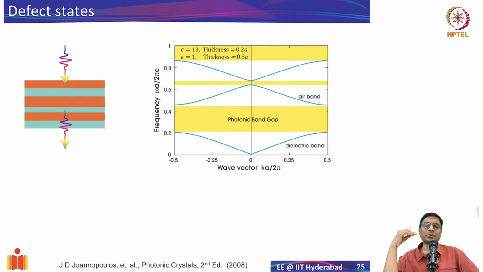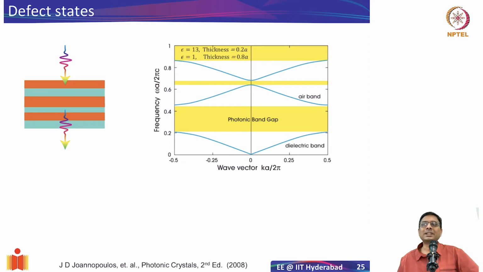Okay. So far what we have seen is a periodic structure, a perfect lattice. Let's say this is my high index and this is my low index. I'm just repeating it multiple times. But something interesting can happen when you actually introduce what is known as a defect state.